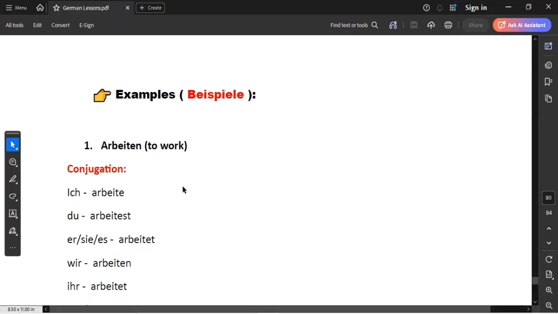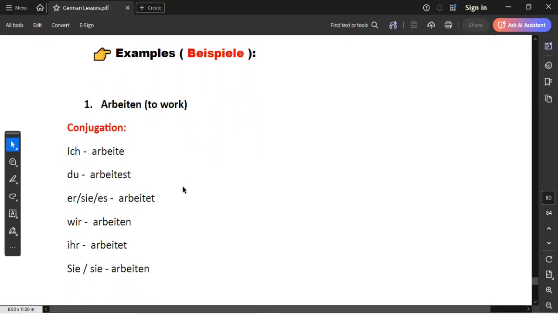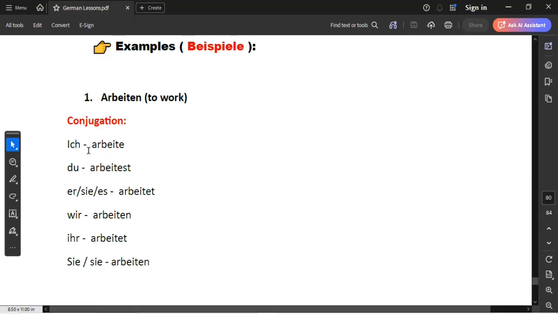The first Beispiel is arbeiten, which means to work. So the conjugation, ich is going to remain the same, which is ich arbeite. But remember, du and er, this is where the change comes in. In du, we are going to add est. So it will be du arbeitest. In er, we are going to add et. That's why we have arbeitet.